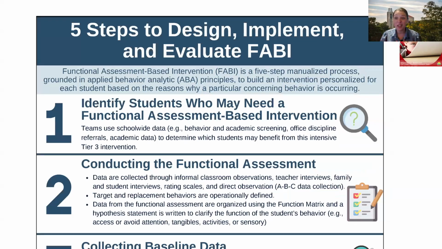So the first step is just identifying which students might be a good fit for functional assessment-based intervention. So thinking about looking at those multiple sources of data, who's needing this type of intervention and support. And then in step 2, we collect lots of data. This is the information gathering step. We're going to interview the teacher, interview the family, interview the student. We're going to observe the classroom, observe the student. We might do some records reviews and rating scales.